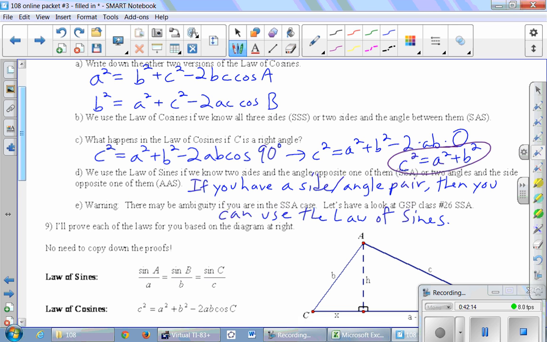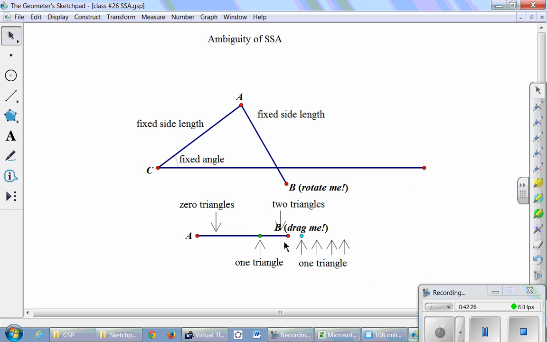E, warning, there may be ambiguity if you are in the SSA case. Let's have a look at the GSP file, and you will find this file in Moodle, but let's have a quick look at it here. Okay, so here's the file. What's given in this problem is S, S, and A. So a side, and then the next side, and then the next angle.